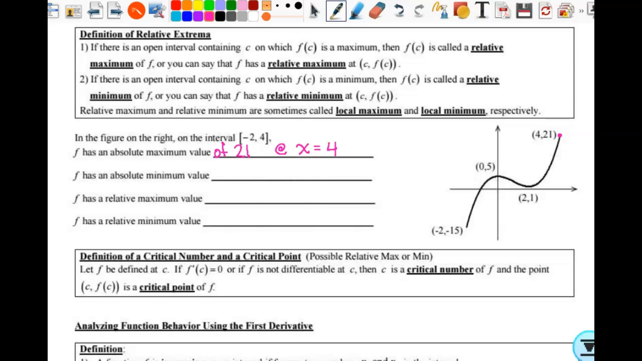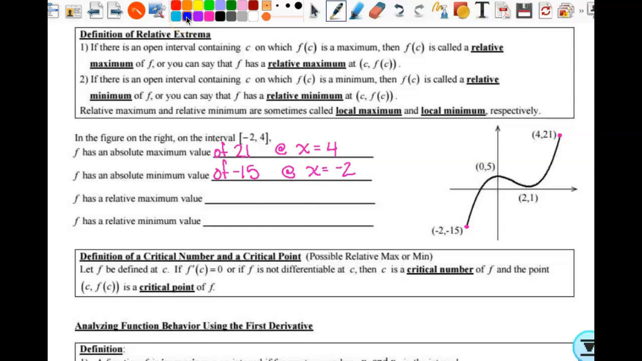We have an absolute minimum value of what? Negative 15 at x equals negative 2. Okay? So we have a value and we have a location of the value. Those are two completely different things.